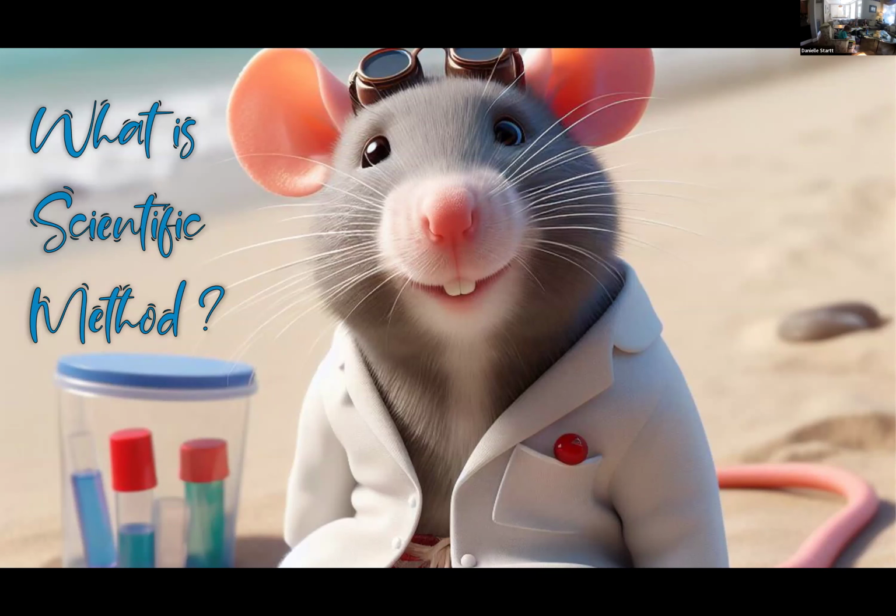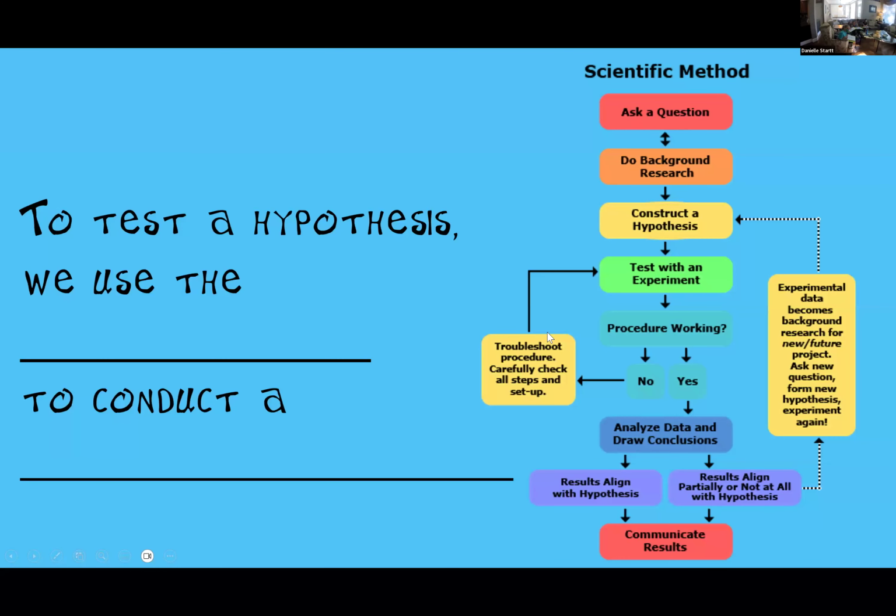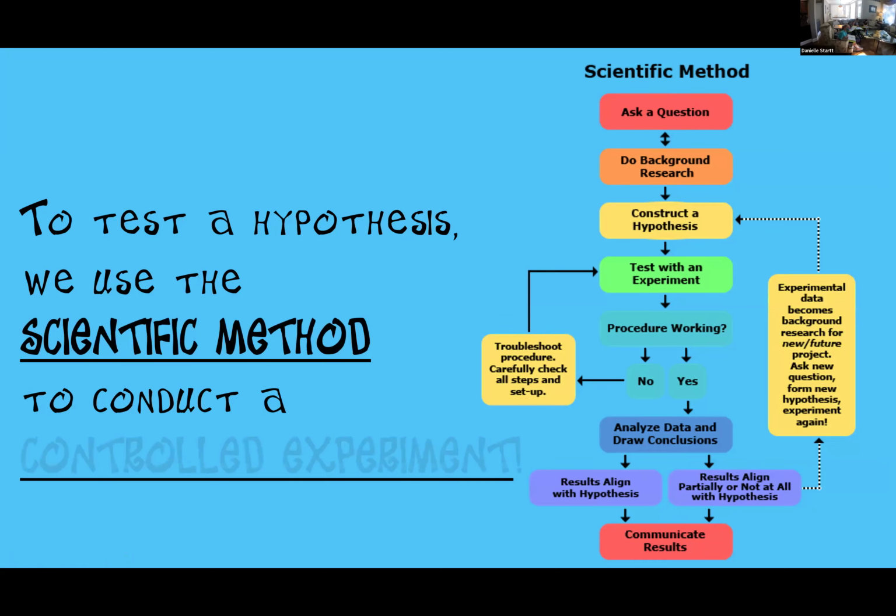So in lab, we have 4 teams. That's how we repeat. Instead of everybody running the lab 4 times, every team runs the lab 1 time and we have 4 sets of results. That's our repetition. So what is the scientific method? To test a hypothesis we use the scientific method to conduct a controlled experiment. This is important.